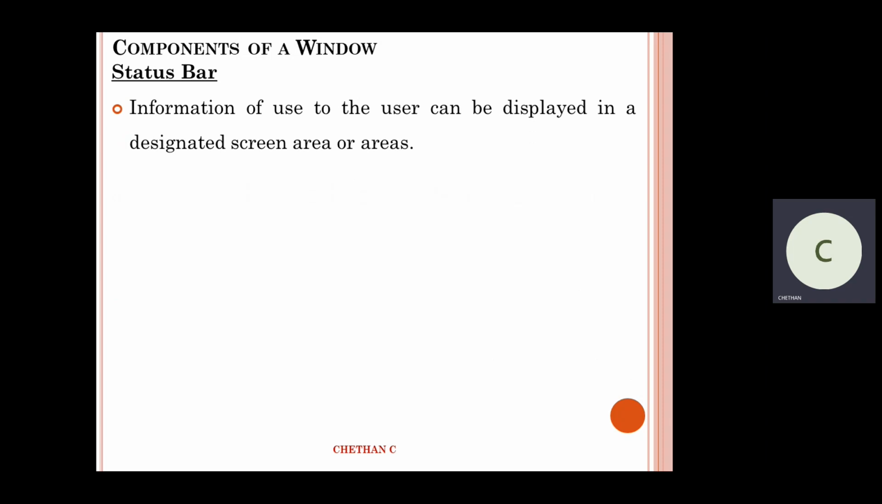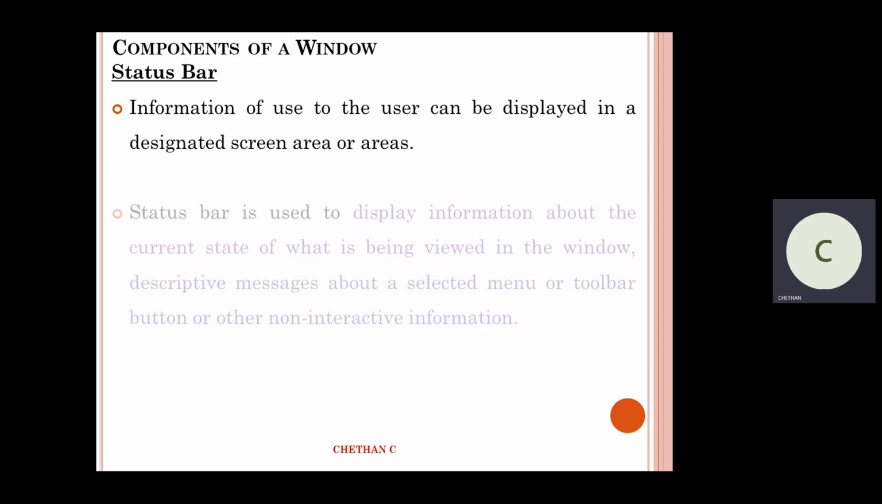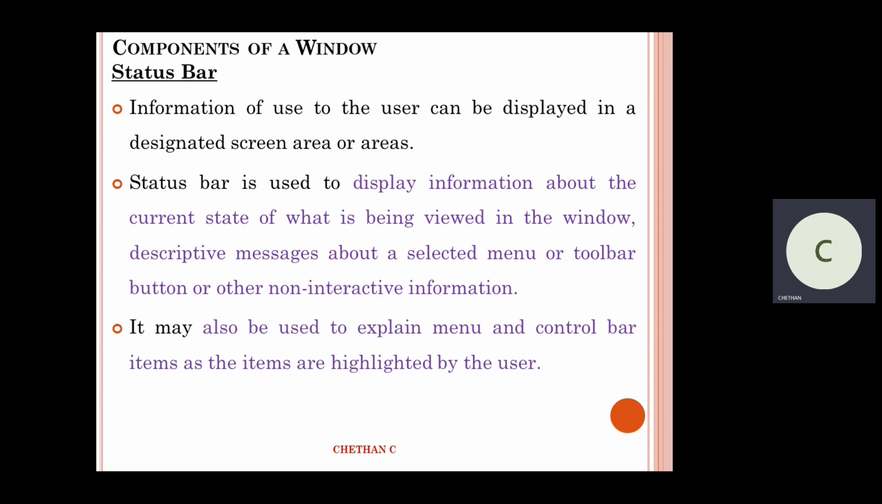Then the status bar. What is the status of each and everything you're doing? Information of use to the user can be displayed in the designated areas. So status bar, what does it say? It displays the information about the current state of what you're trying to do in a window.